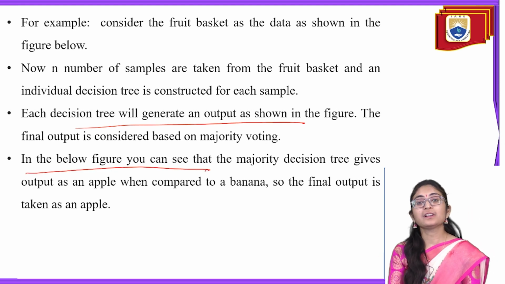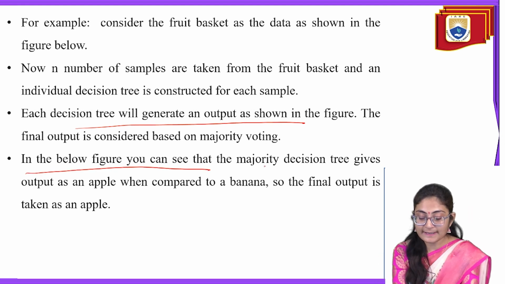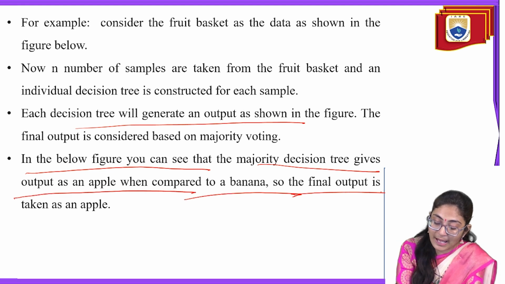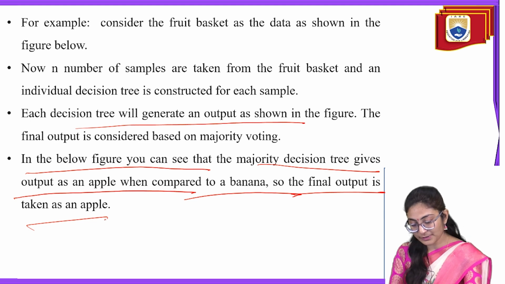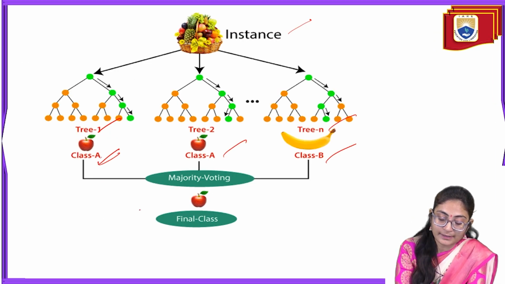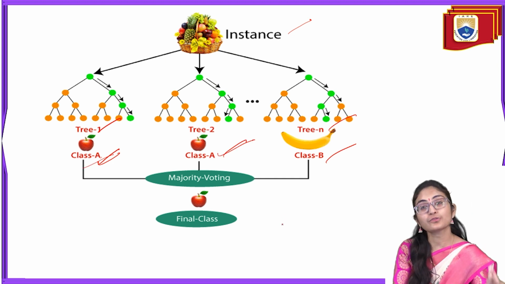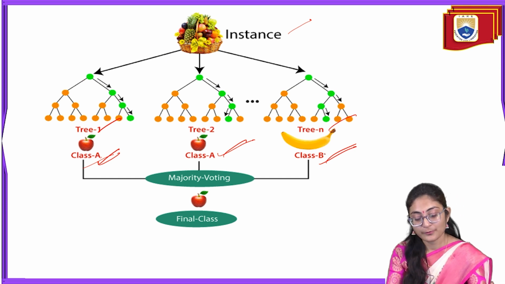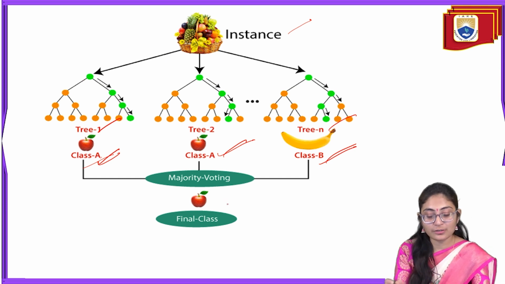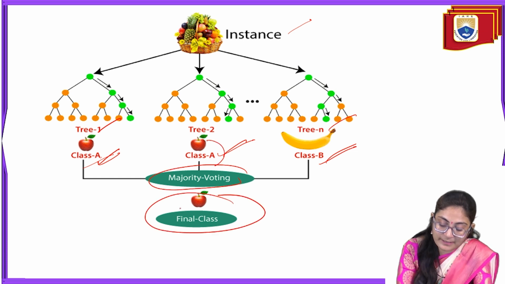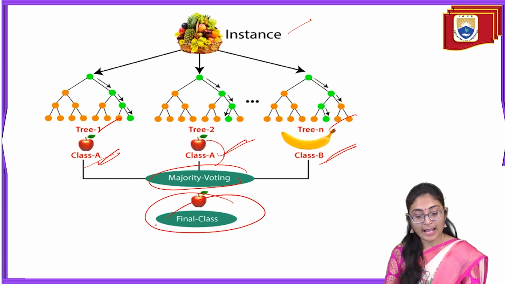In the figure below, you can see that the majority of decision trees give the output as apple when compared to banana, so the final output is taken as an apple. Class A for tree 1 shows apple, class A for tree 2 also shows apple, but class B for tree n shows banana. That means the majority voting is for apple, that's why the final class will be apple.